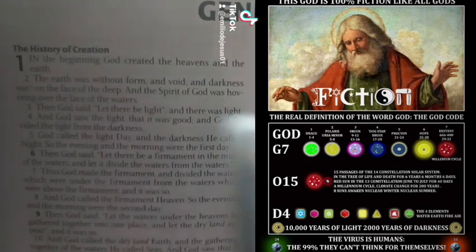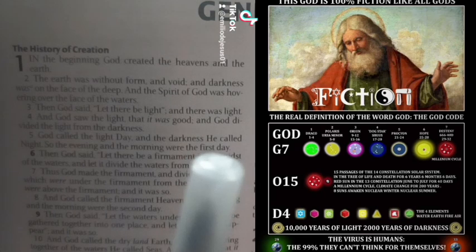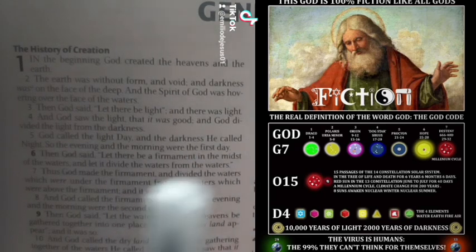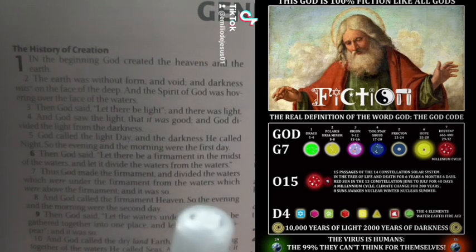You must understand the real definition of the word God before moving on. So God: G, 7, the 7 constellation with suns. O, 15 passages of red sun solar system. You see, the red sun is Moses. D for the 4 seasons, the 4 elements.